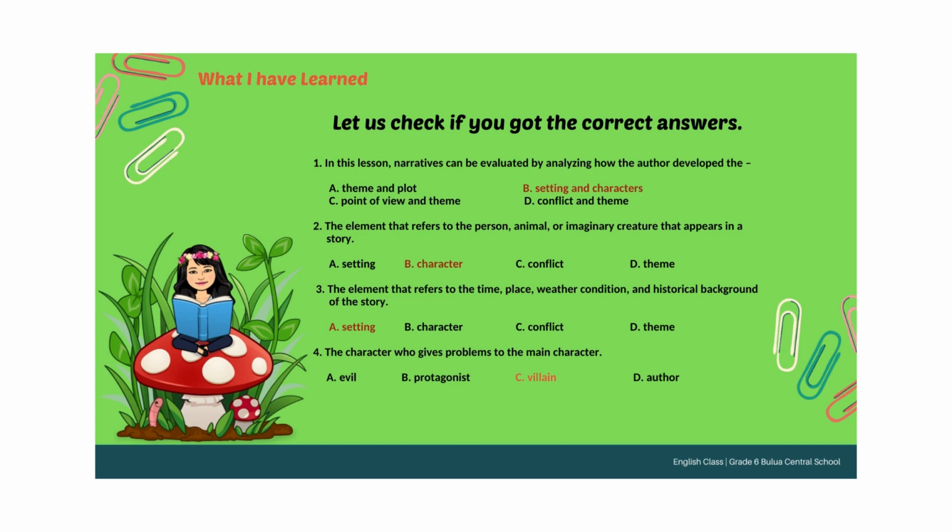Number three, the element that refers to the time, place, weather condition, and historical background of the story. The answer is letter A, setting. And number four, the character who gives problems to the main character. The answer is letter C, villain.